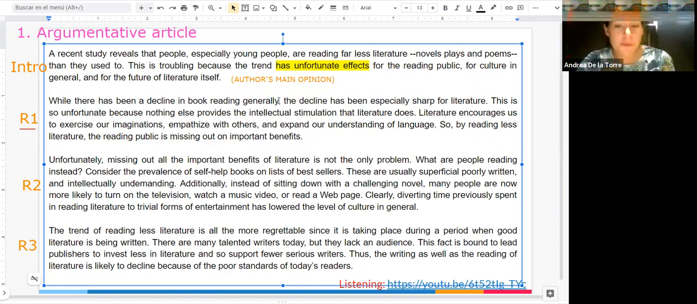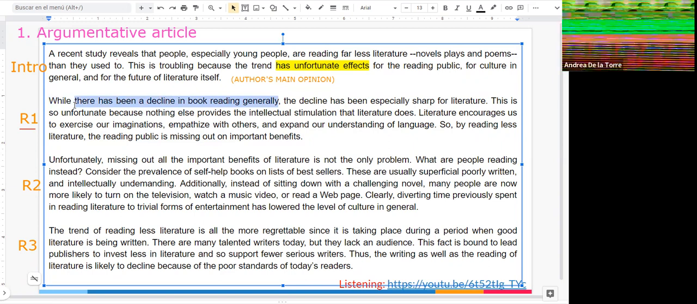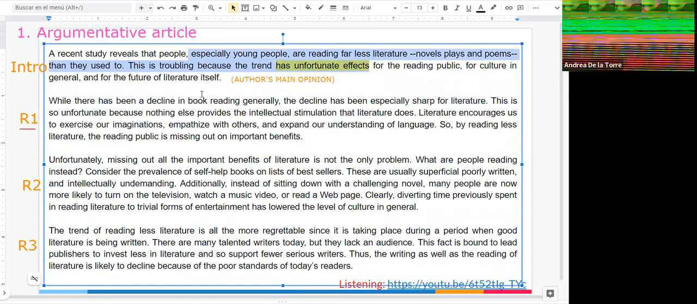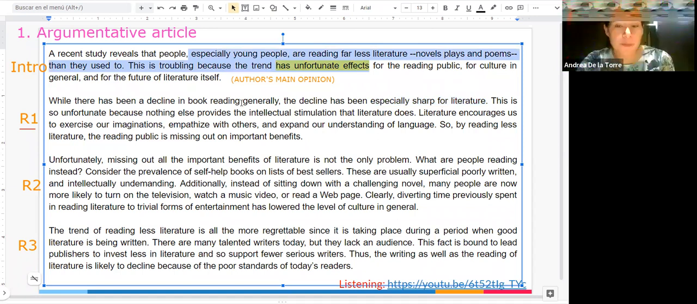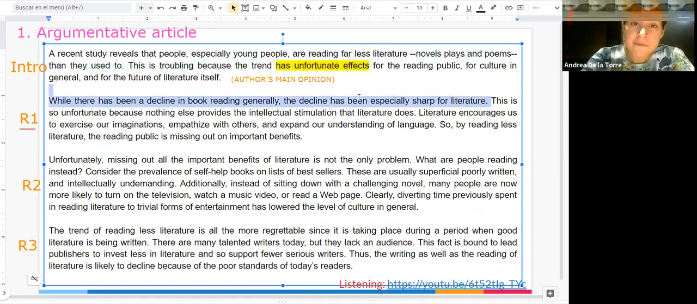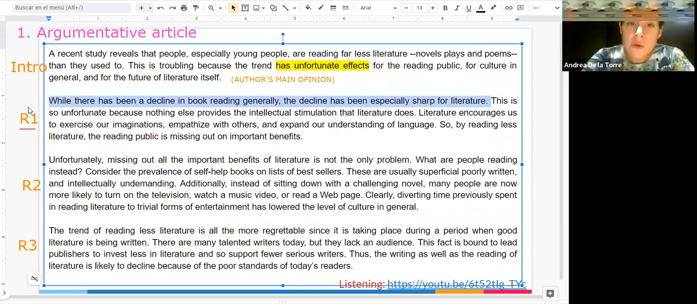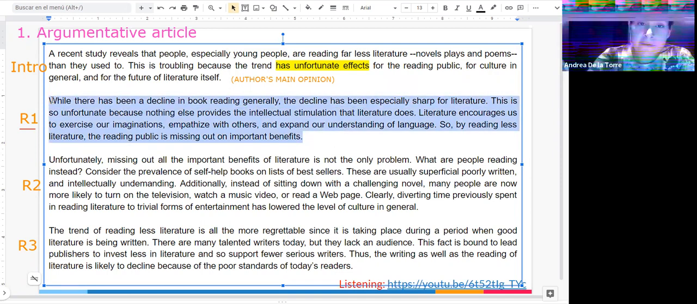Okay, but that is a fact as well, right? It's not a reason. I mean, we know already that there has been a decline in book reading and that it's been especially sharp for literature. That is what the author says at the beginning, that a study reveals that people are reading less these days. But what the author is trying to prove here is that this is a negative thing, right? Now, why is this a negative thing? We have the first reason here. What is that first reason?